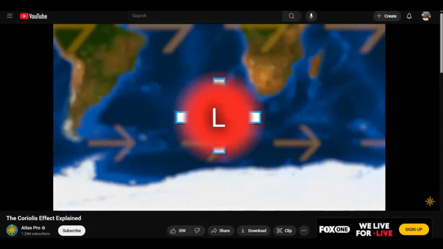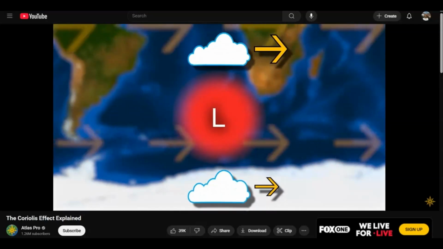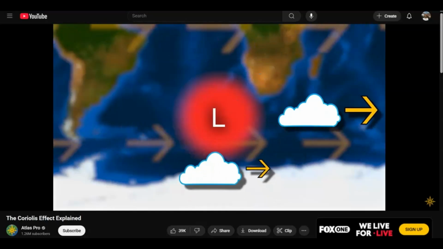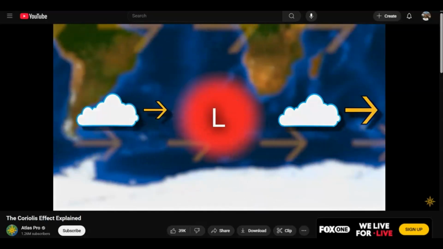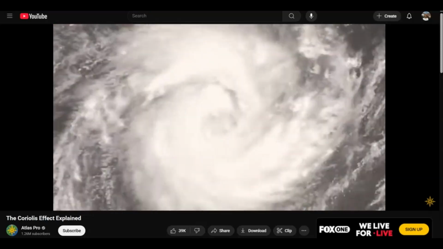A low-pressure cell will still suck in the surrounding air, but now the air coming from above will be moving faster, again deflecting to the right, while the air coming from below is moving slower, again falling behind by moving to the left. This results in a clockwise spin, which is why storms in the southern hemisphere spin this way.